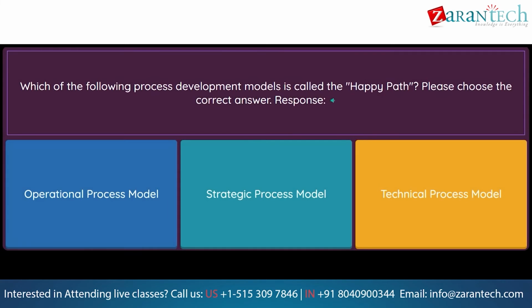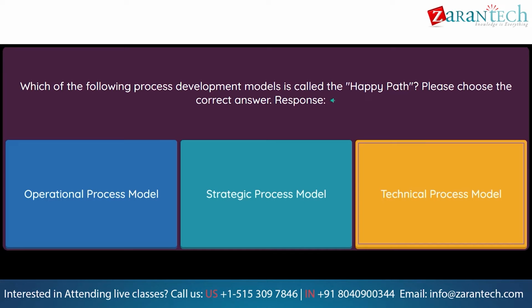Question: which of the following process development models is called the happy path? Please choose the correct answer. Response: Option 1 Operational Process Model. Option 2 Strategic Process Model. Option 3 Technical Process Model.